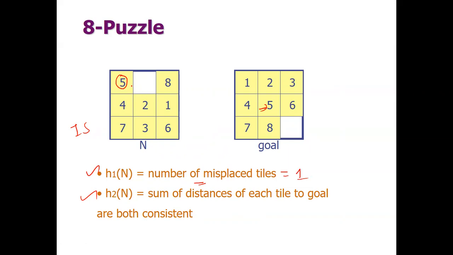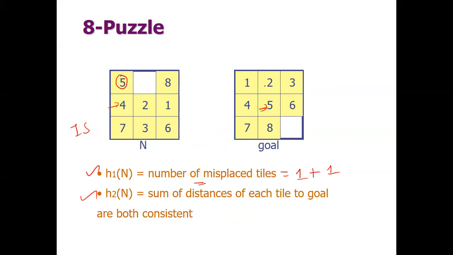So 1. Then you check whether 8 is misplaced. Yes, 8 is also misplaced. It is supposed to be here, whereas it is in some other position. Is 4 misplaced? No, 4 is not misplaced. It is in its correct position. Is 2 misplaced?